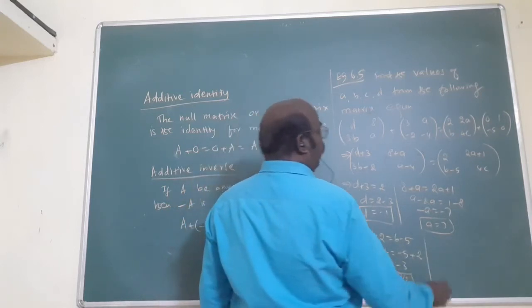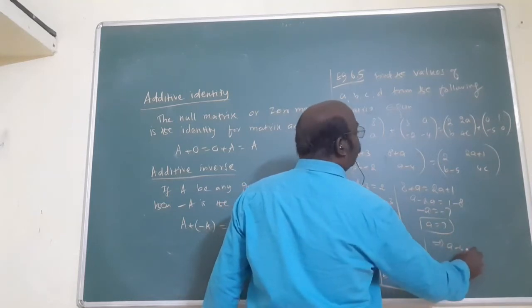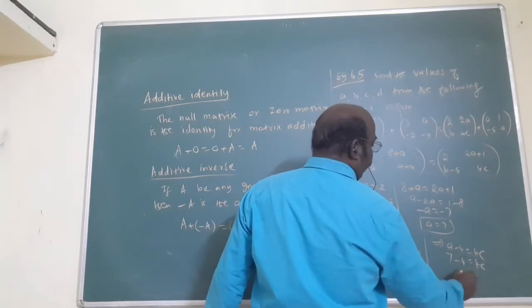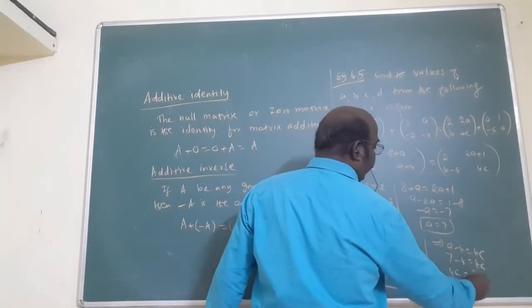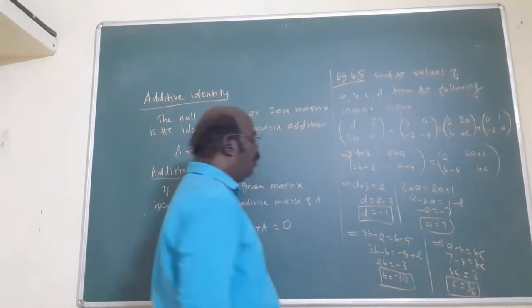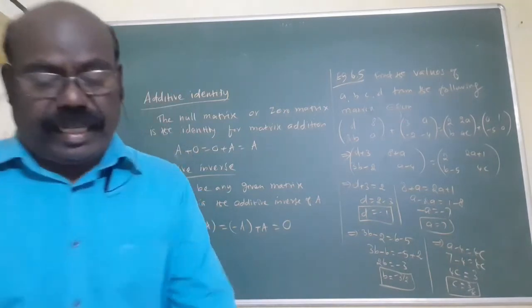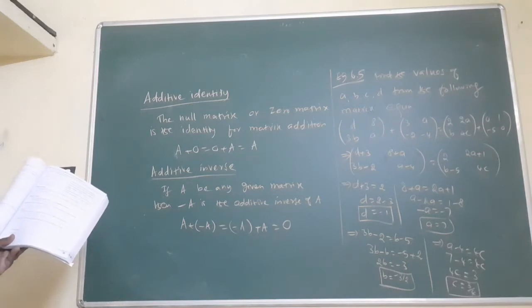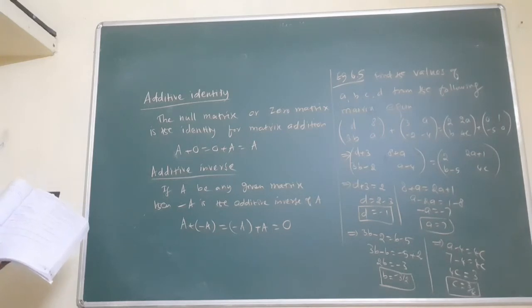Last one. A minus 4 equals 4C. A is 7, so 7 minus 4 equals 4C, that is 4C equals 3, so C equals 3 by 4. In this way you find A, B, C, D. We get the answers: A equals 7, B equals minus 3 by 2, C equals 3 by 4, D equals minus 1. That's all. Very simple concept. Equating the corresponding elements, we get the answers one by one.